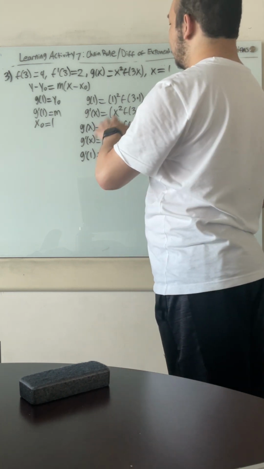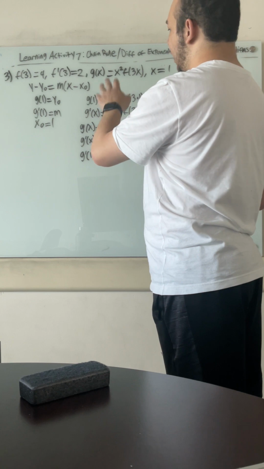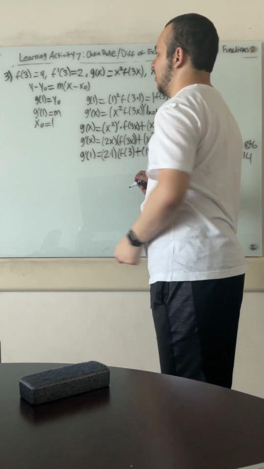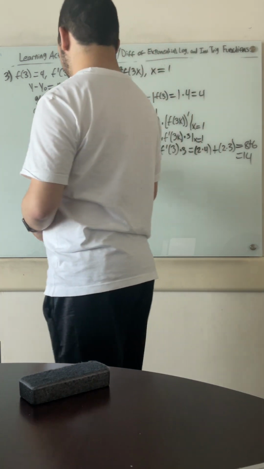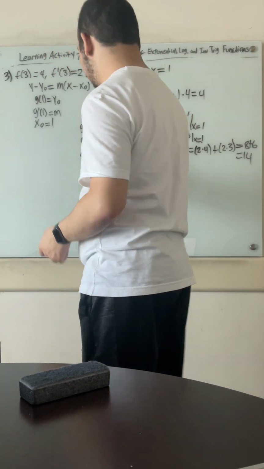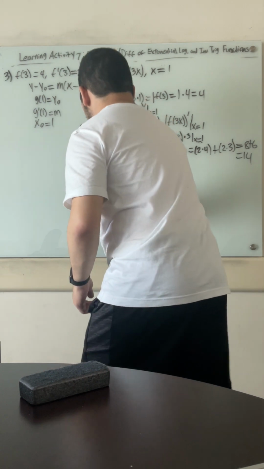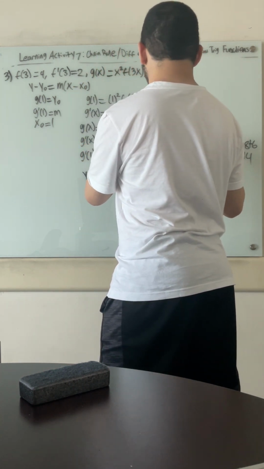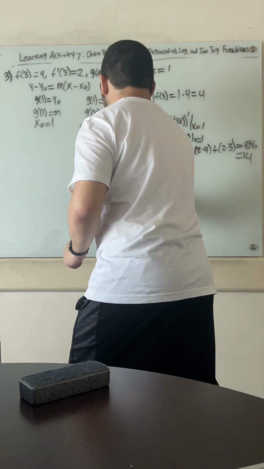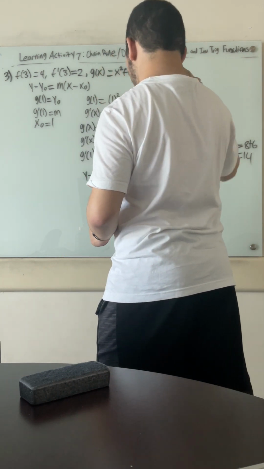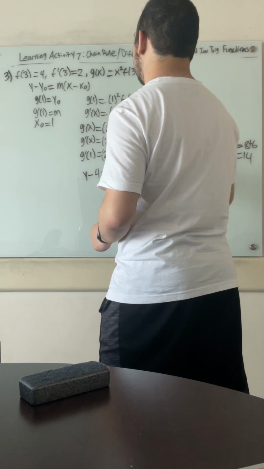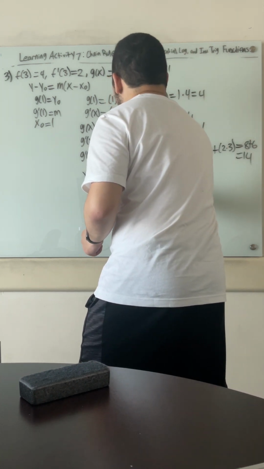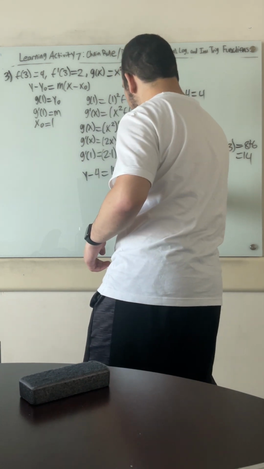So now we evaluated our y0 and our slope. We can now evaluate the equation of the tangent line. So we can begin plugging stuff in. So this is just going to be y minus g of 1, which is our y0, and our g of 1 is 4. So we have y minus 4 is equal to our slope, which is g prime of 1, which is 14, times x minus 1.